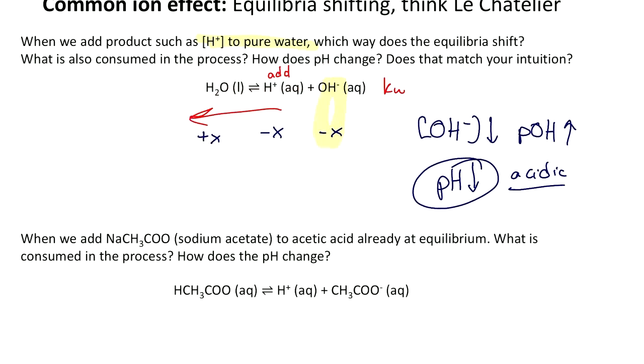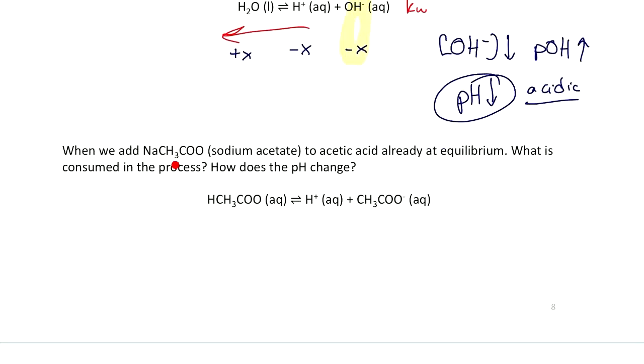All right? Okay, so let's do one more. When we add sodium acetate to an acetic acid solution, here is the Ka expression for acetic acid. This time we're adding sodium acetate. What's consumed? How does the pH change? All right, so sodium acetate is what? An acid or a base?